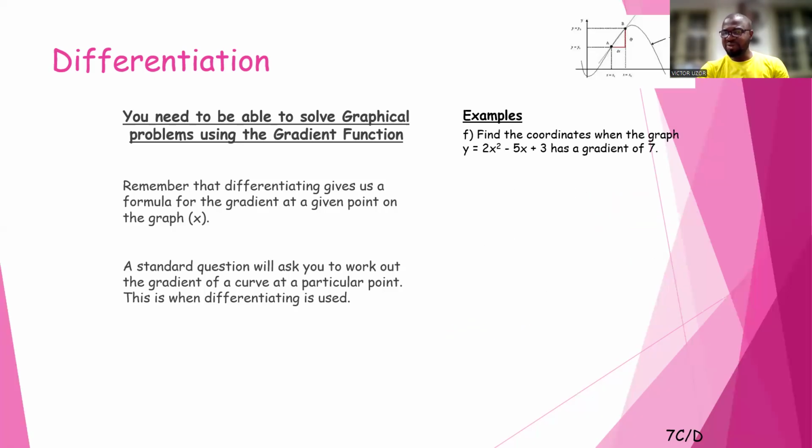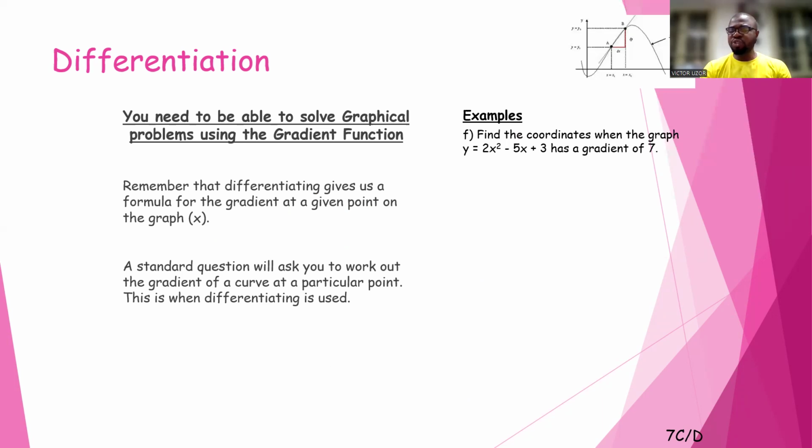Now, look at another example. We say find the coordinates when the graph y equals 2x squared minus 5x plus 3 has a gradient of 7. This one is a little bit tricky. This time around, they have given the equation for you. They want you to find the coordinate of the x. So you see the same thing you are going to do.